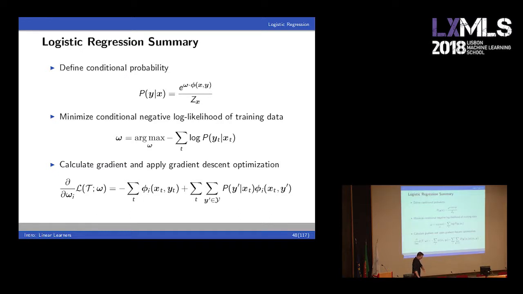OK, so to summarize, logistic regression: we define a model, which is our conditional probability. We define an objective, which is our negative log likelihood. And we apply gradient descent to the vector of partial derivatives, which is defined like this. But this is it. This is all. This is what's behind Gibbs models, log linear models, exponential models, maximum entropy models, whatever. This is what you do.